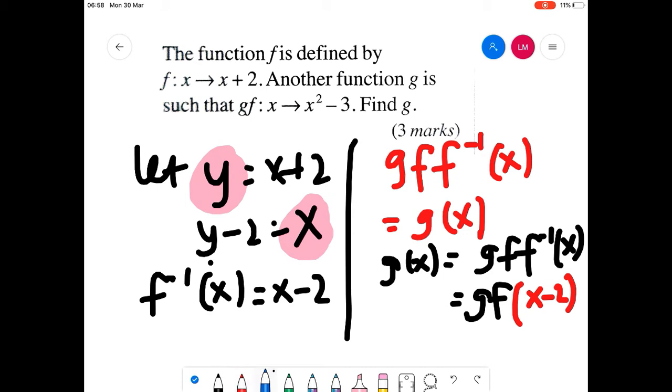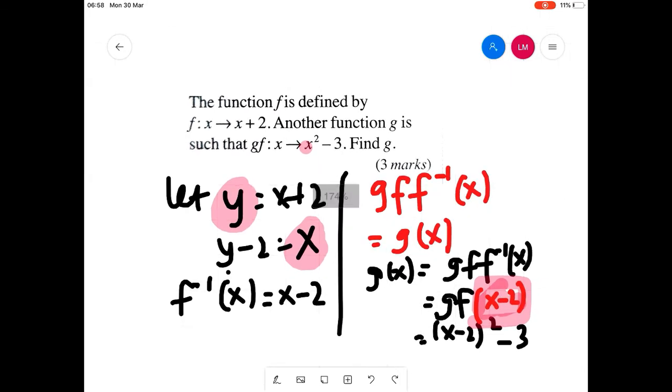Now we are going to cut this and paste at the function gf the x here. We are going to cut and paste. That means x minus 2, the whole thing squared, minus 3.